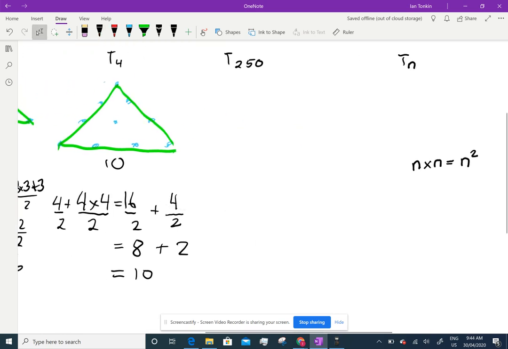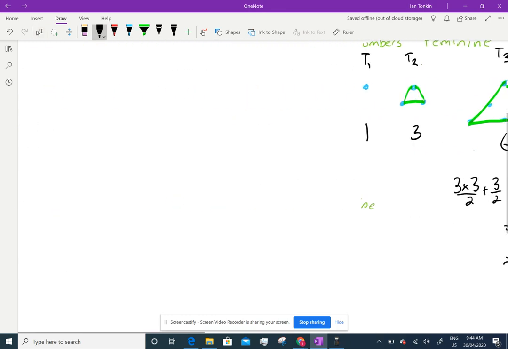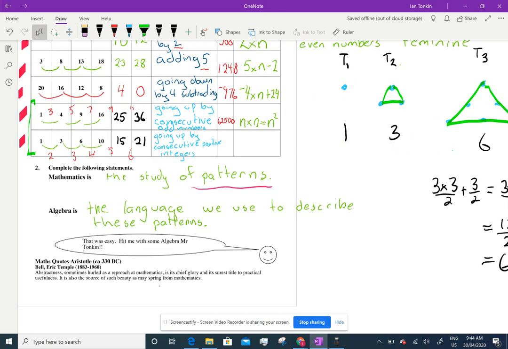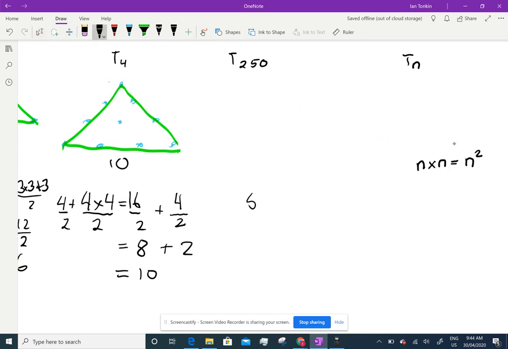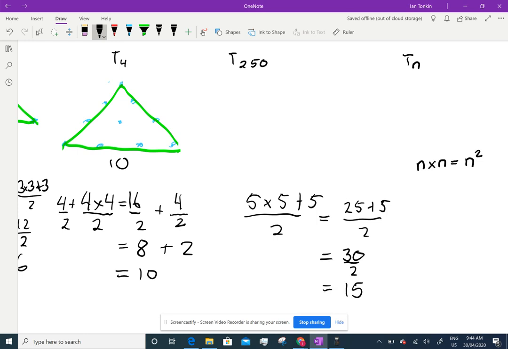Let's try it for 5, because we know the fifth number in the pattern is 15. So let's see if we get 15. So 5 times 5 plus 5 over 2. Well, 5 times 5 is 25, plus 5 is 30, and 30 over 2 is 15.